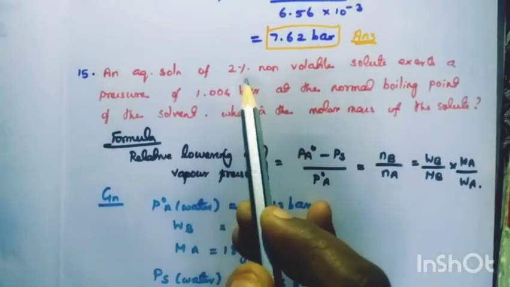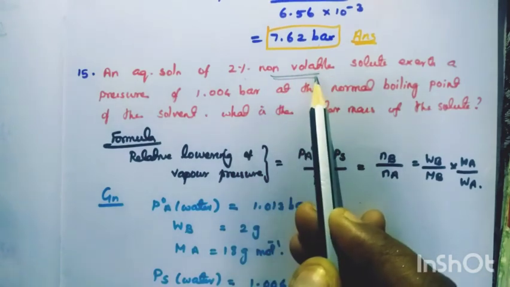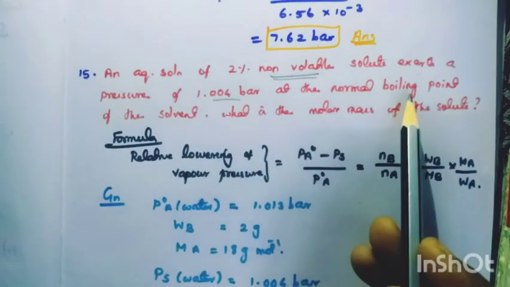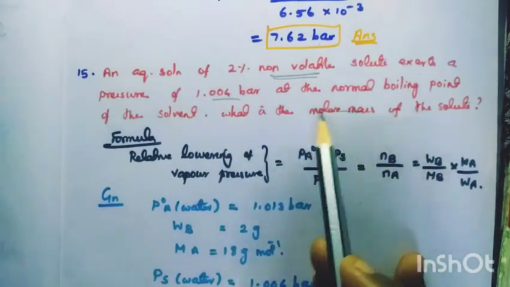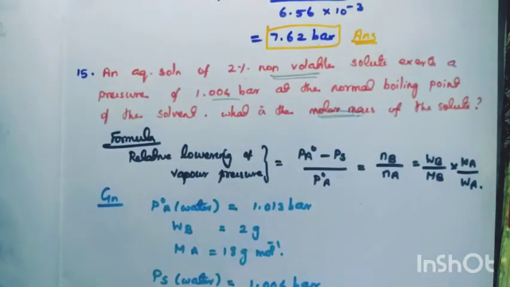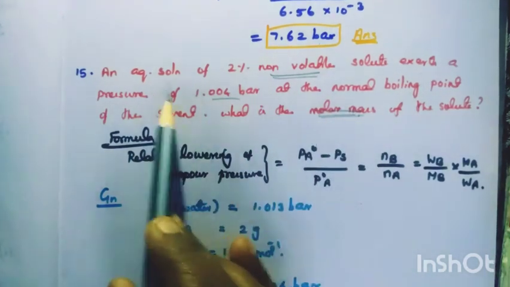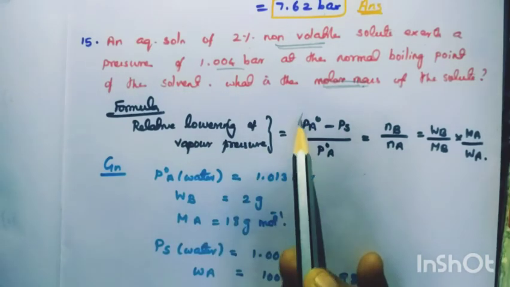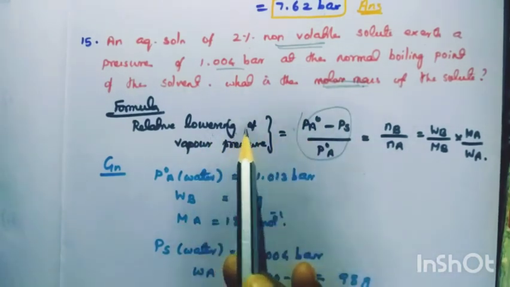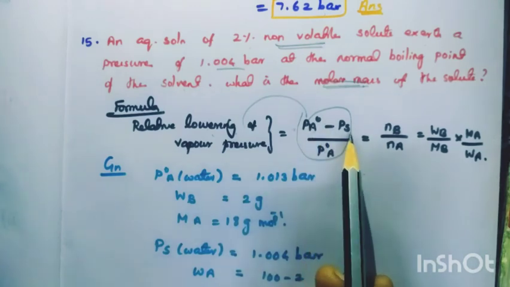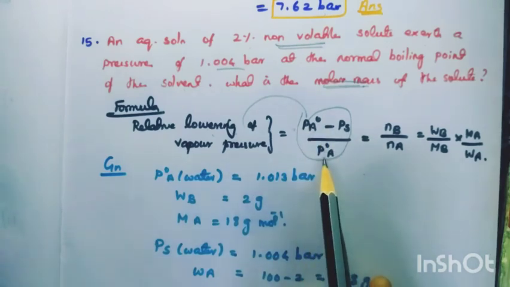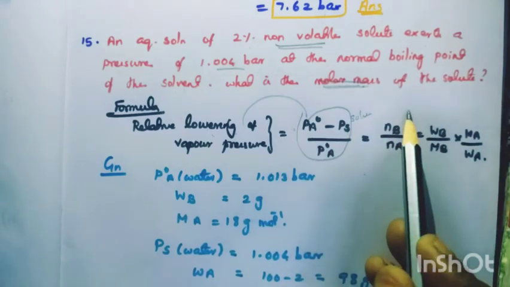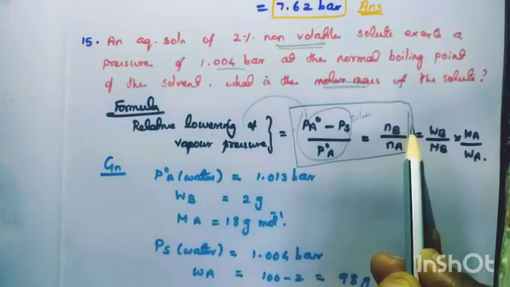An aqueous solution of 2% non-volatile solute. What is non-volatile? It is not easily vaporized. Exerts a pressure of this bar at the normal boiling point of the solution. What is the molar mass? It is asked. What is the relation between the pressure, partial pressure and the molar mass? We have to find that is relative lowering of vapor pressure. P naught A minus Ps by P naught A, this is solvent, S means solvent, is equal to this. This is the actual formula.